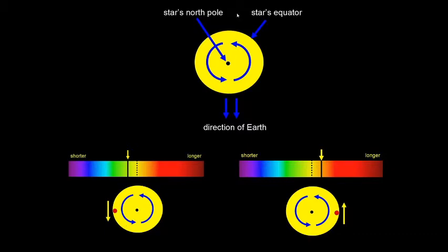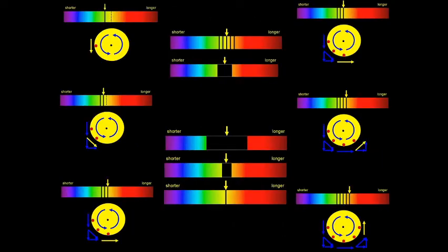So the light from one side is going to be shifted one way. The light from the other side is going to be shifted the other way. Does that make sense? It's going to be blue shifted here, red shifted here, because the stuff coming towards you is blue and the stuff going away from you is red. What does that mean? That means we can tell the rotation of certain stars depending on how they're shifted.